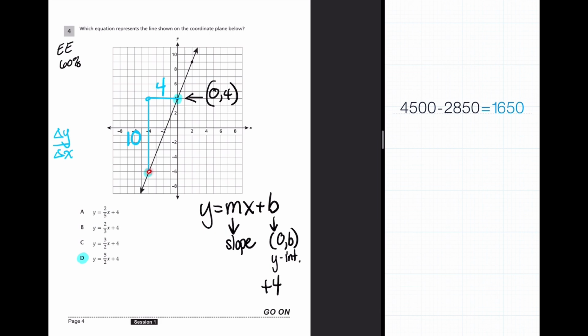If you're not sure how I did that, literally just count 1, 2, 3, 4, 5, 6, 7, 8, 9, 10, and 1, 2, 3, 4. So my slope is, it went up 10, so positive 10 over 4. So y is equal to 10 over 4 x plus 4. I could actually simplify that 10 over 4, so let's do that. So y is equal to 5 over 2x plus 4, and that's the same answer as D.